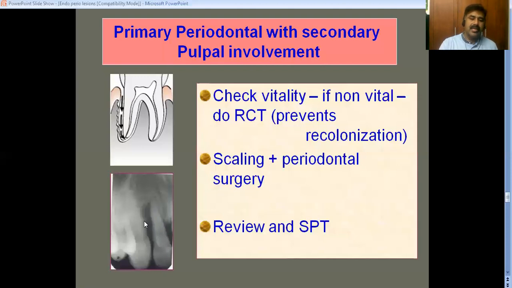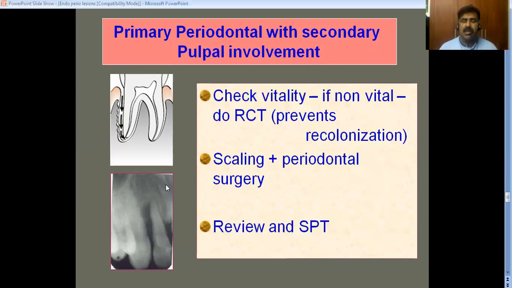So in this case, what you have to do is, initially, definitely, a scaling. Then you have to see whether this tooth is vital or non-vital. If the tooth is vital, you can go ahead with your periodontal treatment. But if your tooth is non-vital, then you have to do an endodontic treatment first, then a periodontal treatment.